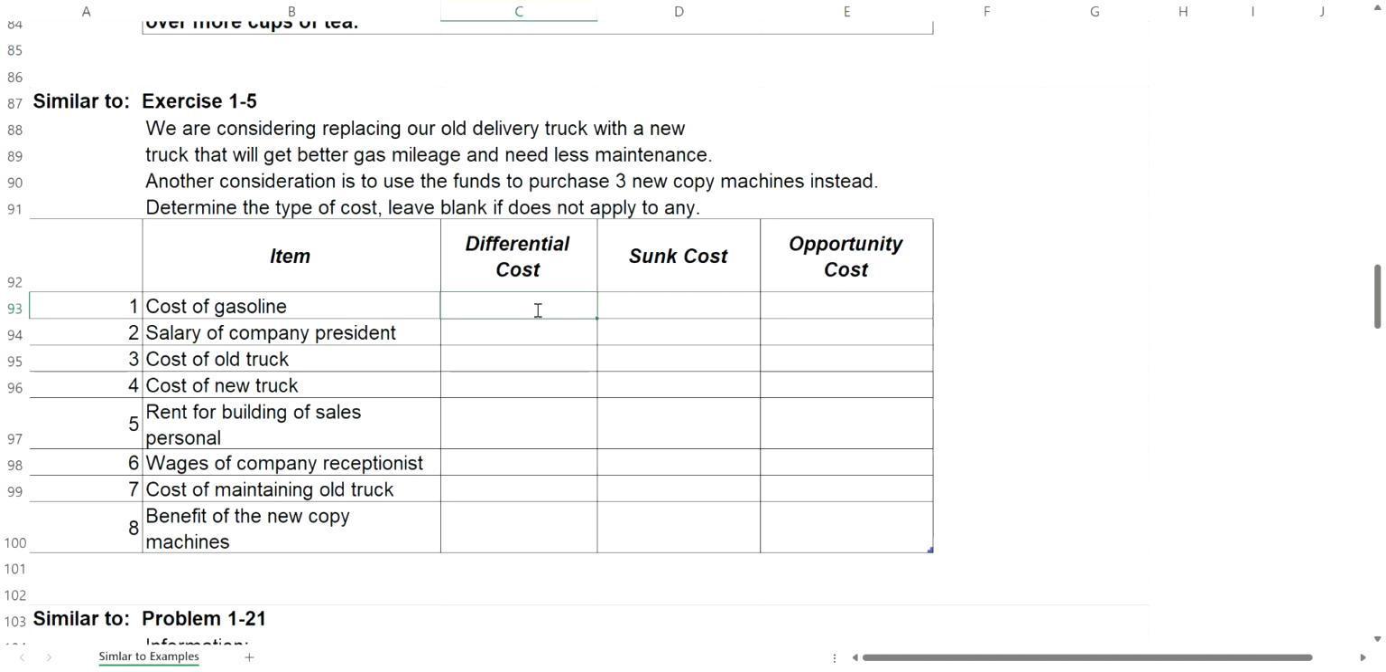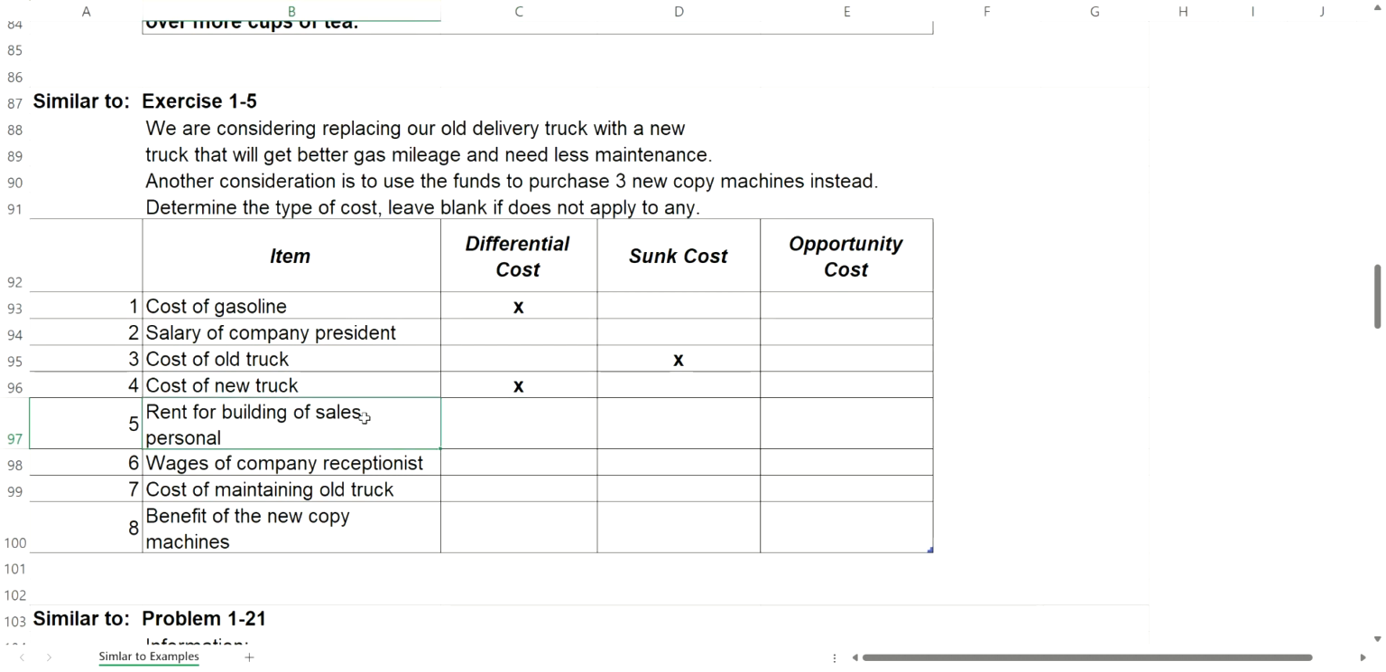Okay, so let's take a look at the cost of gasoline. It did say if we bought the new truck, that would save us gas, so that would be a differential cost. The salary of the company president, the purchasing of a new truck or copy machines doesn't affect that at all, so we leave that blank. The cost of the old truck. The old truck has already been purchased, so therefore that is considered a sunk cost and is irrelevant in this decision making. However, the cost of a new truck would have to be incurred, so that would be a differential cost.